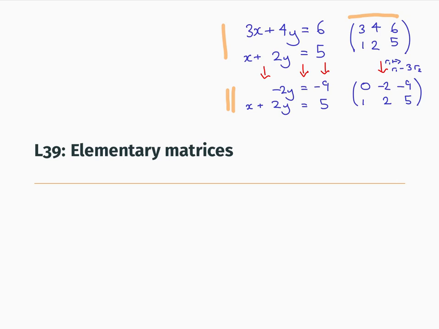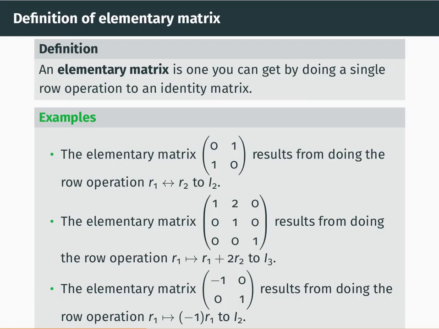In this video we're going to look at another way of understanding the effect of row operations on matrices. What we will show is that row operations are actually implemented by matrix multiplication by things which we're going to call elementary matrices. Here's the definition of an elementary matrix. An elementary matrix is one you can get by doing a single row operation to an identity matrix.